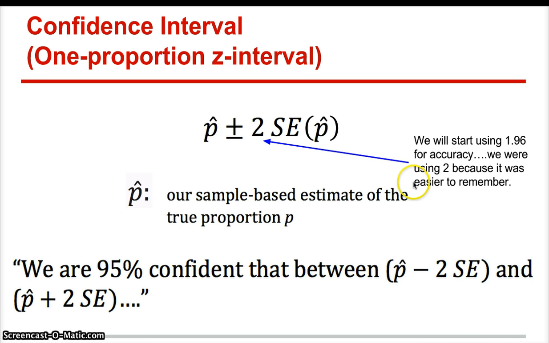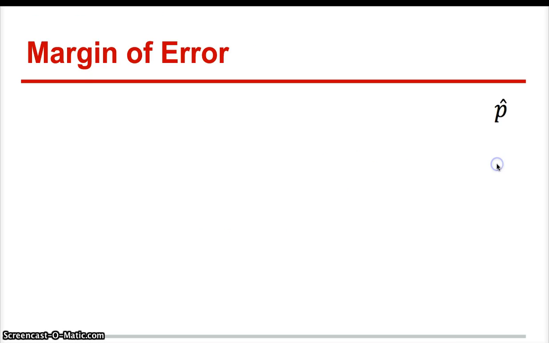One thing that we are going to start doing is using 1.96, because it's actually the most accurate answer. In the past, we've been using 2 just because it was easier to remember. But now that we understand the concepts, when we're trying to figure out our 95%, we're going to use 1.96.